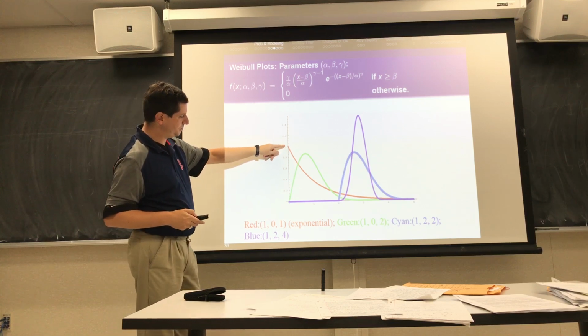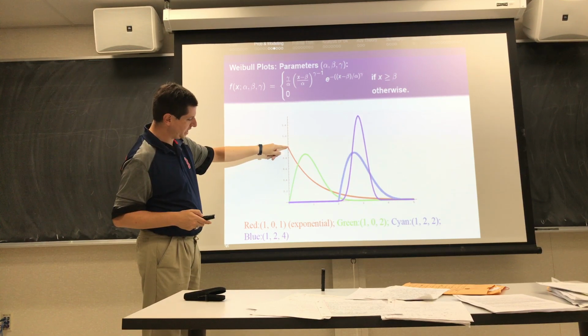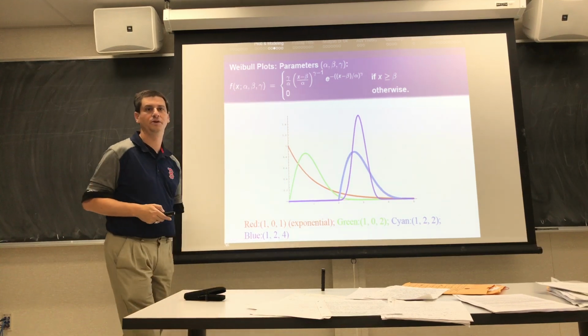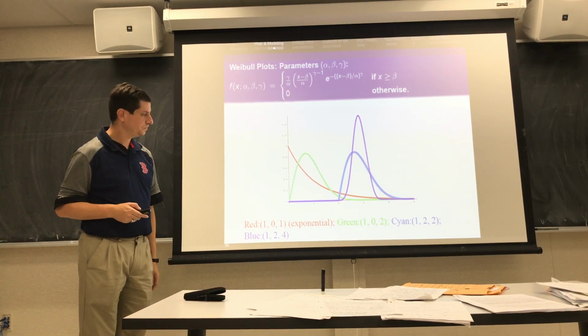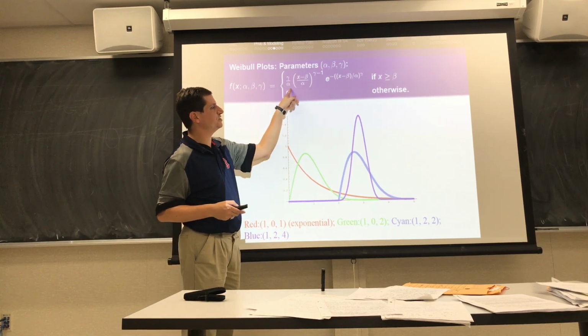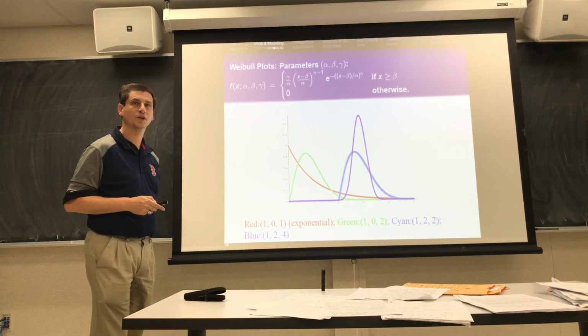So here's a couple of different shapes. Here, 1, 0, 1 is an exponential, and the other ones are basically one bump distributions. You go up, you come down. They will always have an area of 1, and that's what this constant over here is for. It will give you an area of 1.